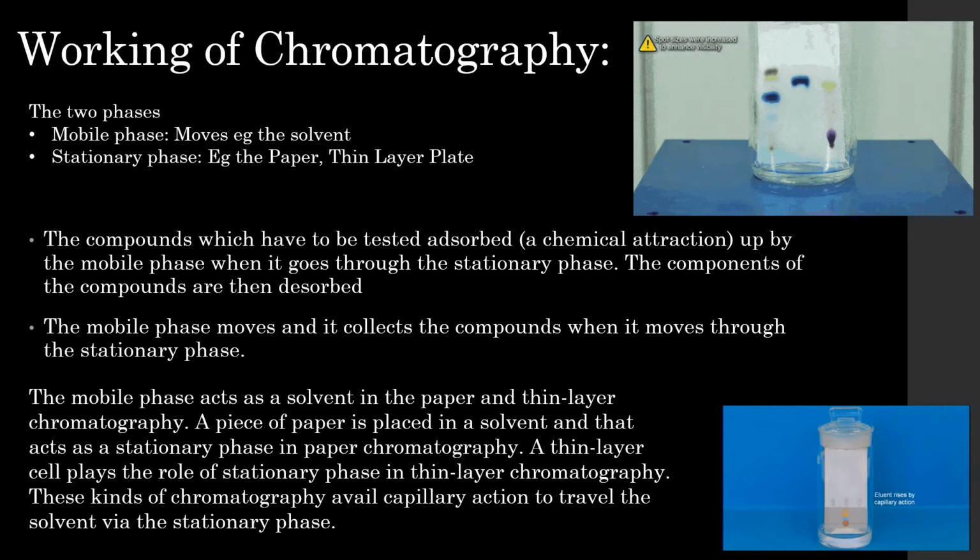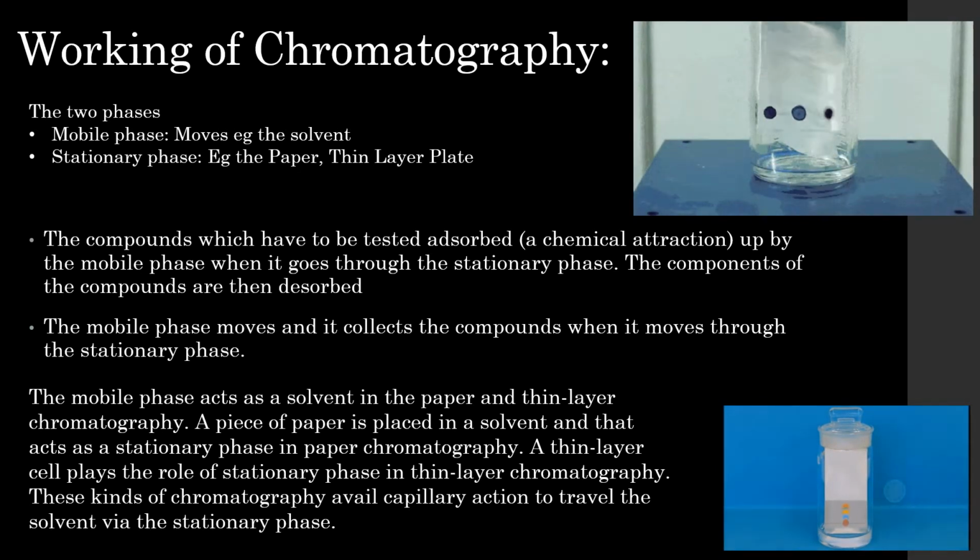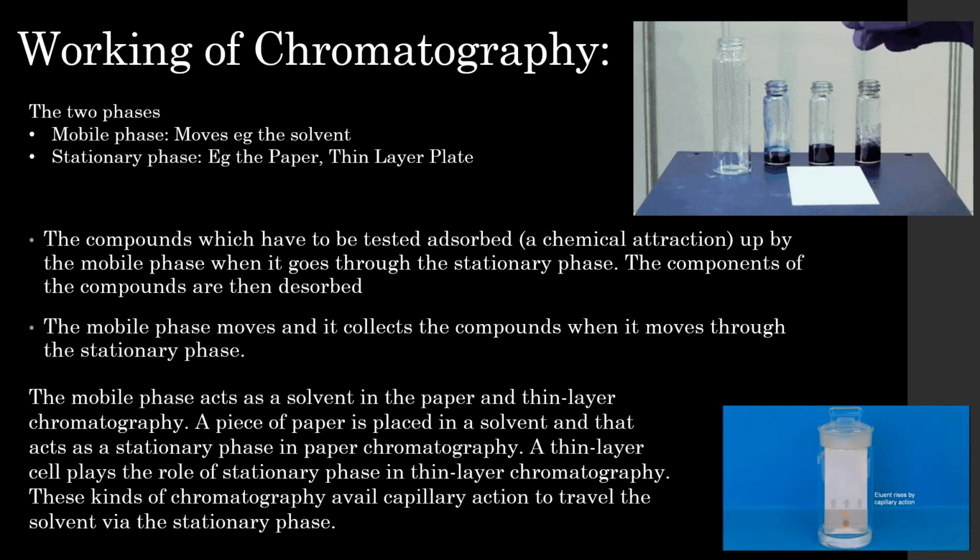Now it might also be a thin layer plate in thin layer plate chromatography. The compounds that have to be tested are adsorbed, and that's a chemical attraction, and they're adsorbed by the solvent. Now the paper or the stationary phase absorbs the solvent as it goes, and as the solvent passes up through the ink, for example, it will adsorb and then desorb. Now the mobile phase moves and collects compounds when it moves through that stationary phase.